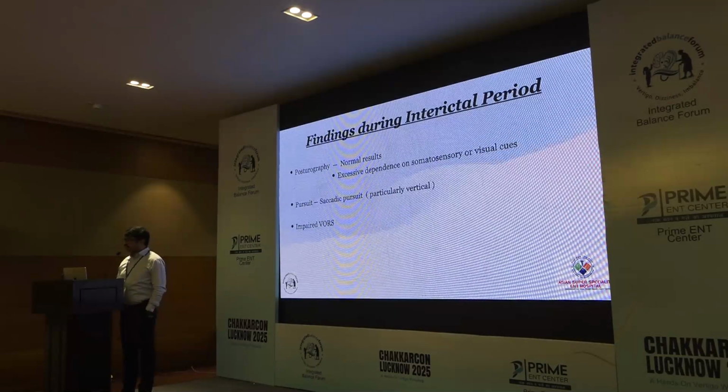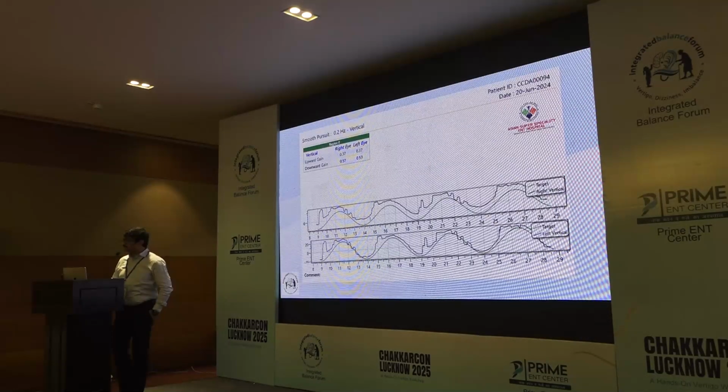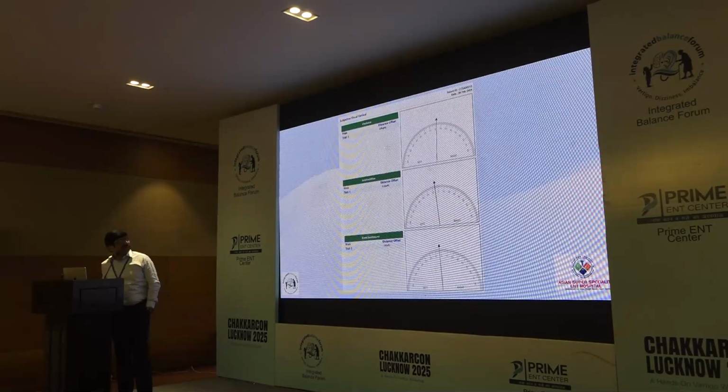And also in posturography during the interictal phase, there will be normal results, but there can be excessive visual dependence. And of course in pursuit, you can have a saccadic pursuit, particularly in the vertical eye movement. So like this pattern you can notice in the pursuit. And there will be more than 2-degree deviation in the subjective visual vertical, which was noticed in most of the patients because of the disruption of the otolith and the semicircular canal pathways.